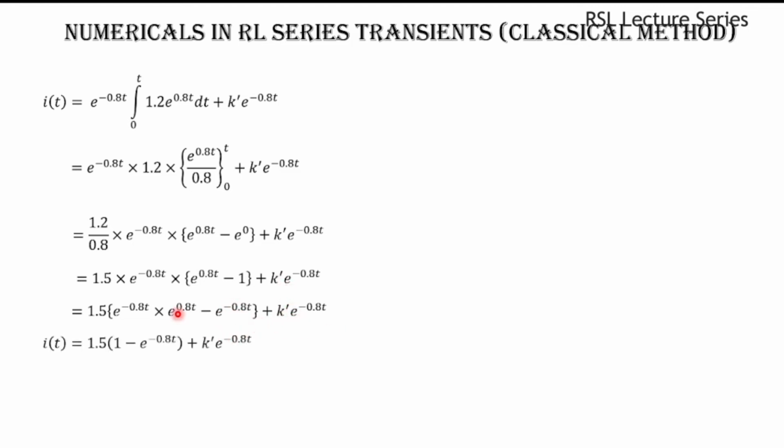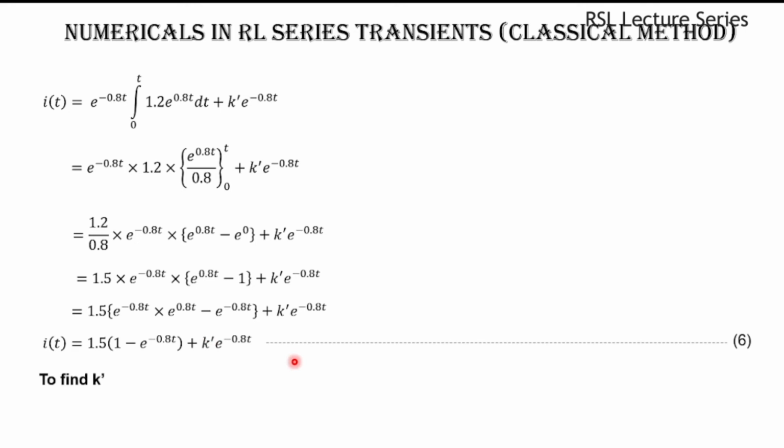Okay. So now multiplying these two will give you e power minus 0.8t plus 0.8t, so that will be 0. So e power 0 is 1 here, minus e power minus 0.8t, plus k dash into e power minus 0.8t. So this is the required solution. So this is the I of t. But here k dash is a constant value. Again we have to find out the value of k dash.